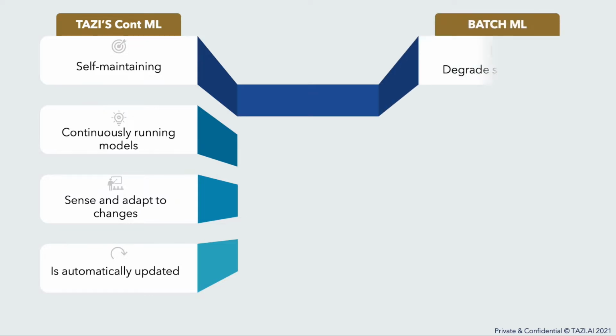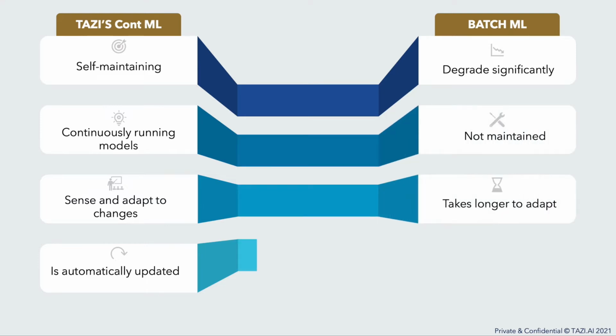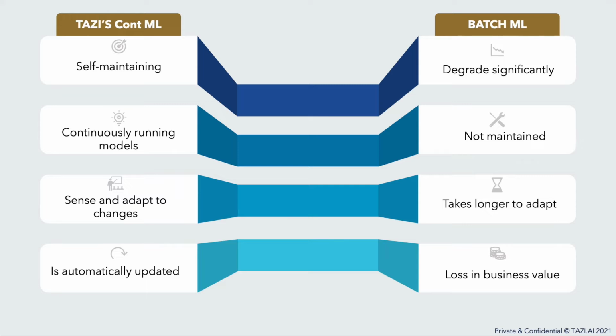On the other hand, traditional batch machine learning models such as Python XGBoost have the possibility to degrade significantly over time since they are not maintained or updated continuously. It takes weeks to adapt to a change in the working environment, and the loss in the business value could be huge as the environment changes.